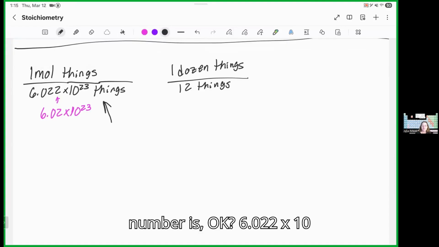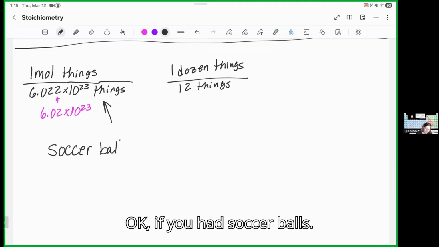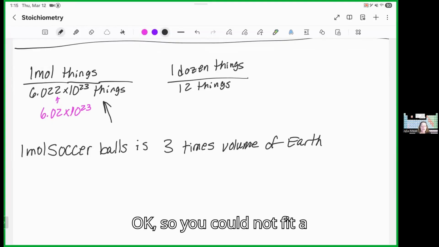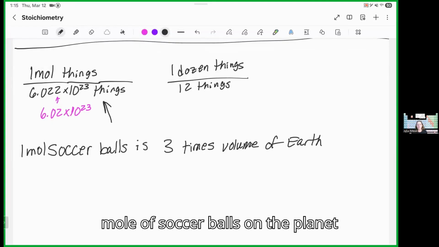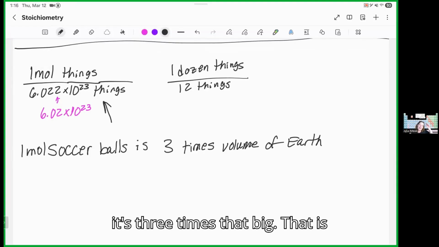Okay, 6.022 times 10 to the 23rd. If you had that many soccer balls, 1 mole of soccer balls is 3 times the volume of the earth. Okay, so you could not fit a mole of soccer balls on the planet Earth. It would not be possible because it's 3 times that big. That is how huge that number is.